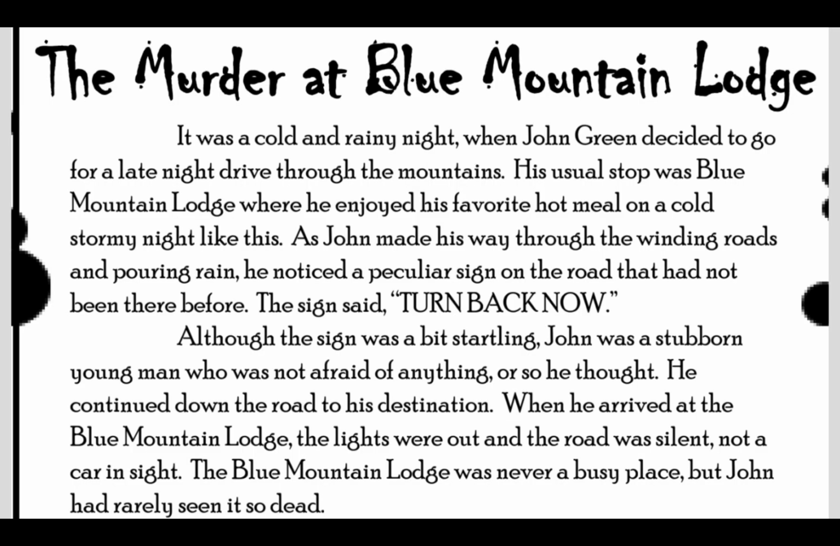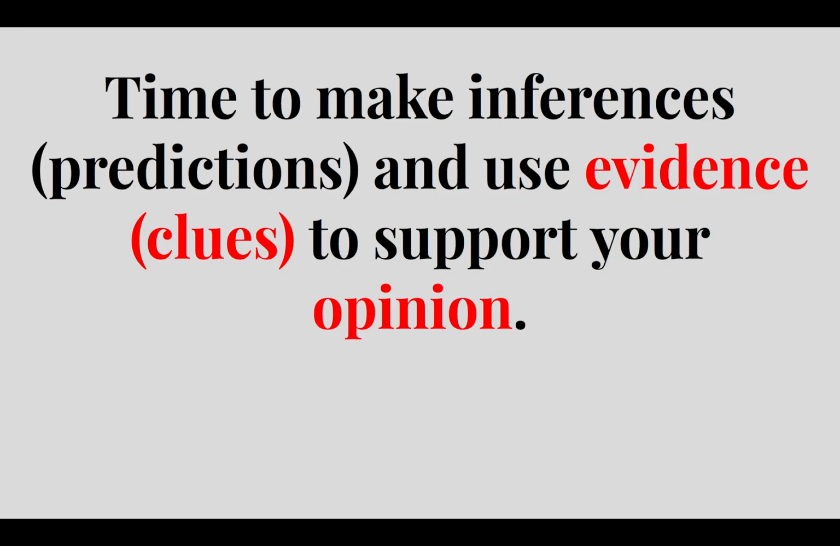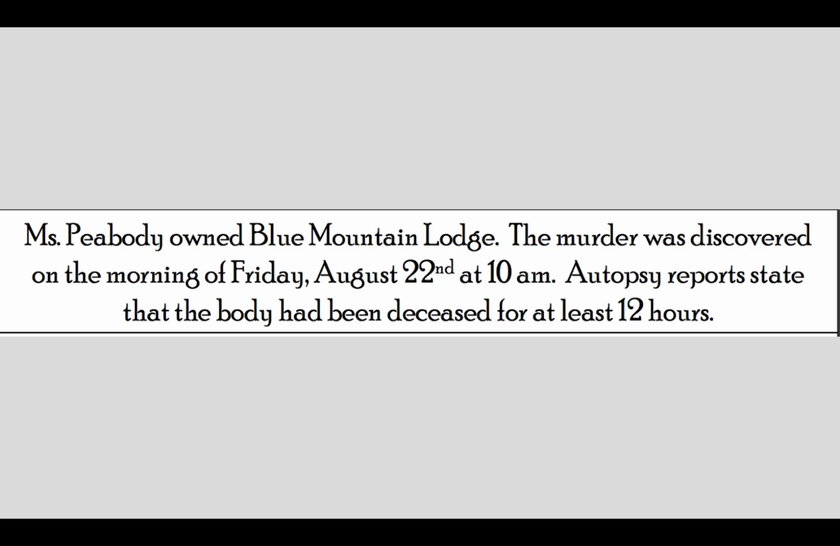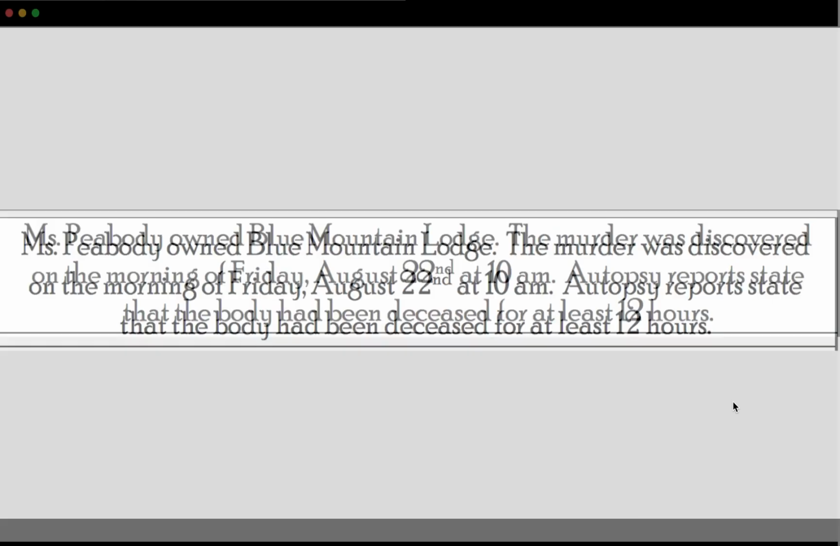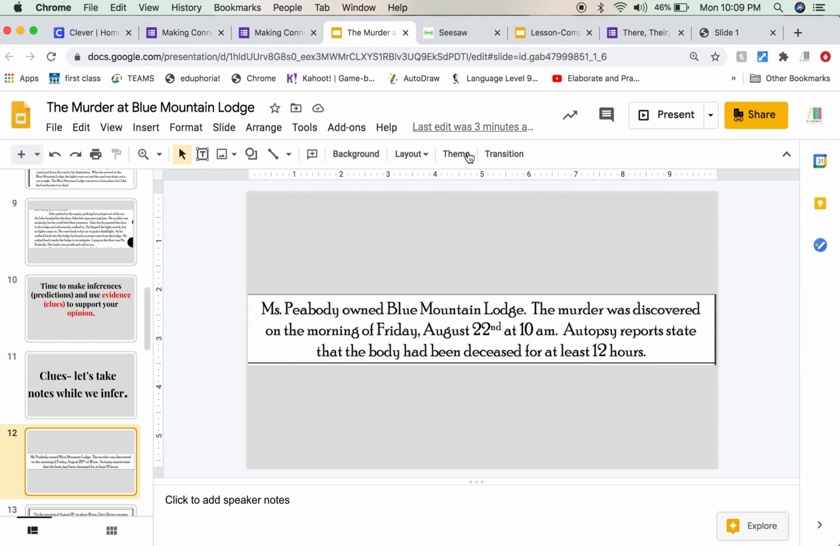So the murder at Blue Mountain Lodge. We're going to be reading a short story to introduce the problem, what happened. Then we're going to be looking at clues. And every time we discuss each of the clues, we're going to go back to Seesaw. So you'll be going between this video and the Seesaw tab.